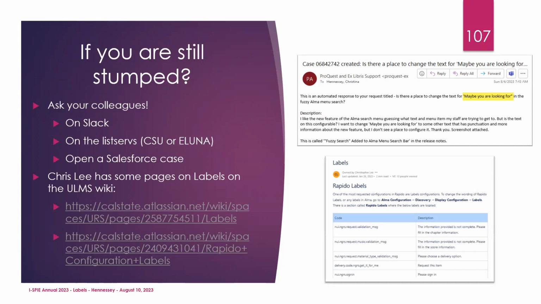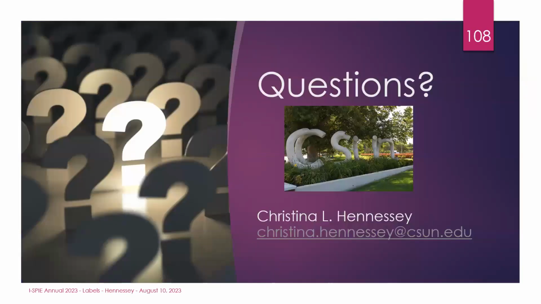Chris also has some pages on labels on the UMS wiki that have a lot of details on what other CSUs have changed in their sites. It's got some of my stuff on there and some other folks. So if you want to make your labels more friendly, more understandable, and that's it. That's my lightning talk.